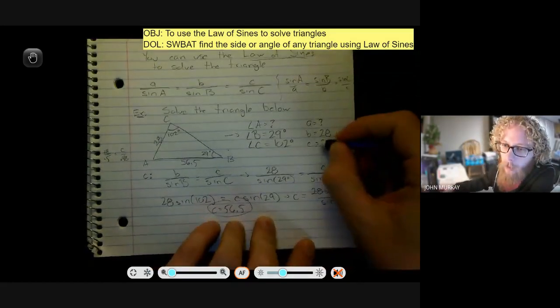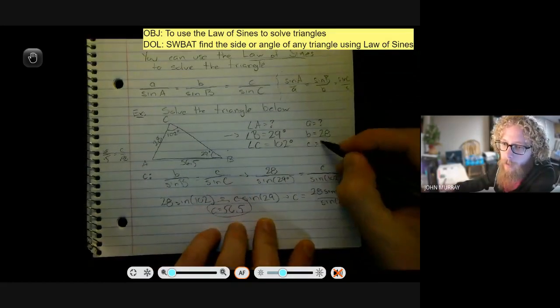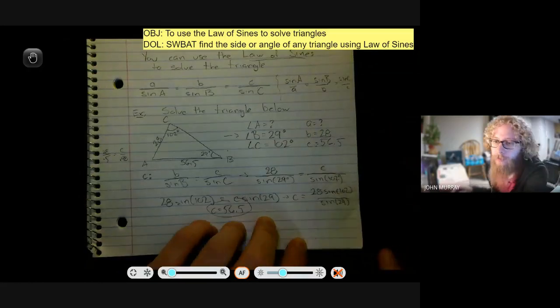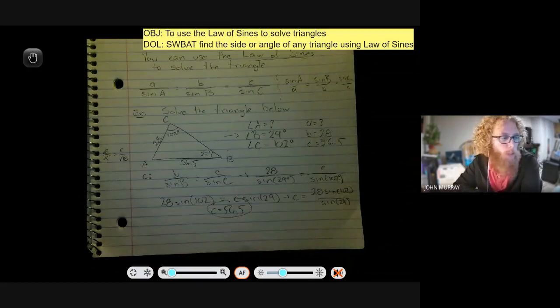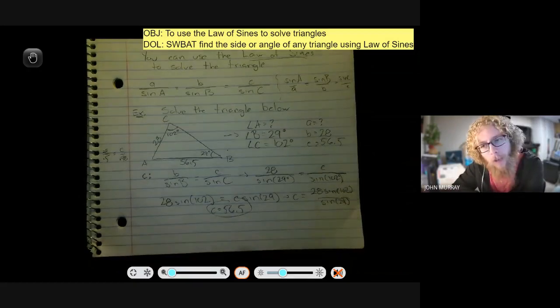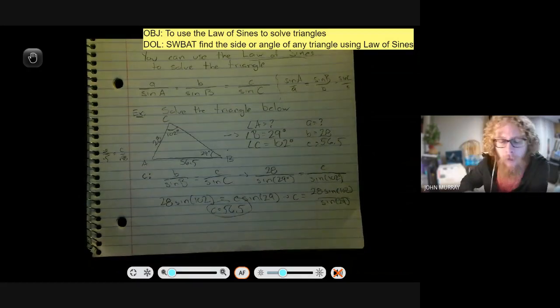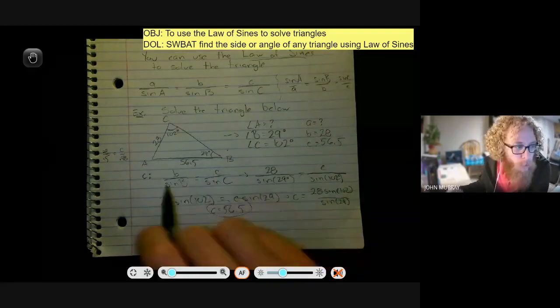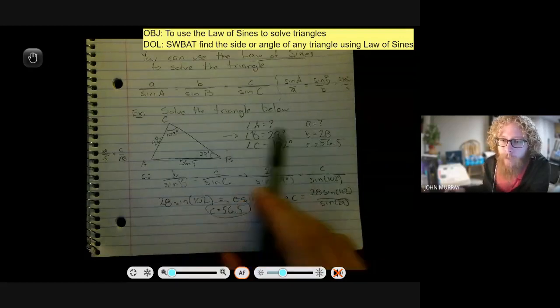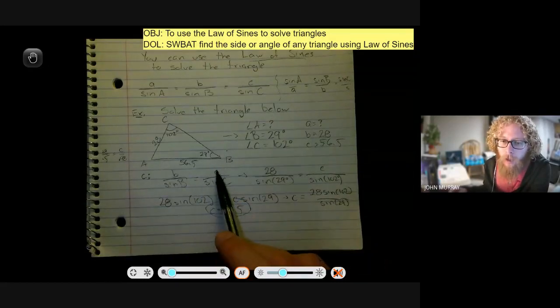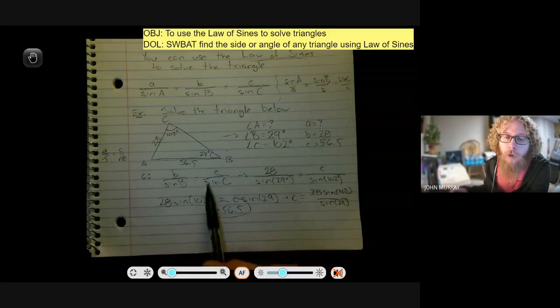So we found C, so I'm going to replace this with 56.5. Now we encounter somewhat of an issue. I don't know anything for A. Even if I set up a proportion, I don't have anything to plug in. I wouldn't have A or sine of A. And I can't set up a proportion with two variables. It's impossible to solve.